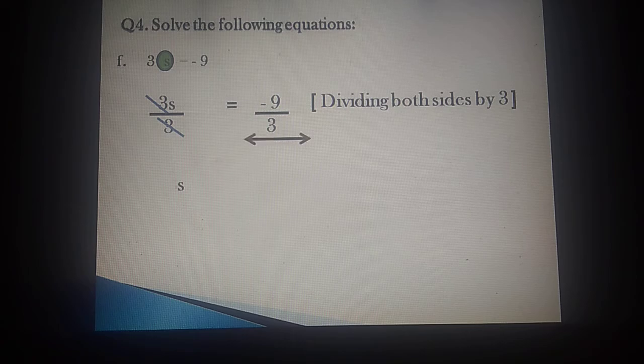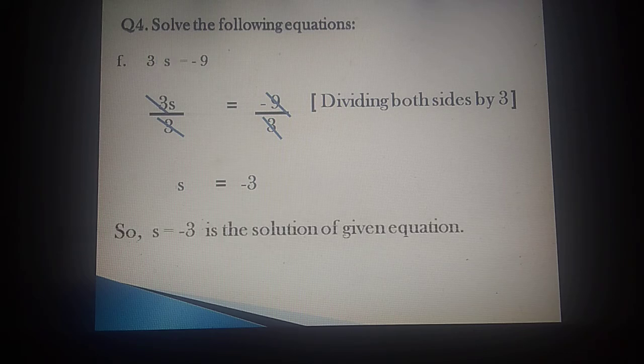Now solve RHS. What you will get? It's minus 9 upon 3. Yes, you will get minus 3 as your answer. As we can see, only variable is left. So this is your solution.